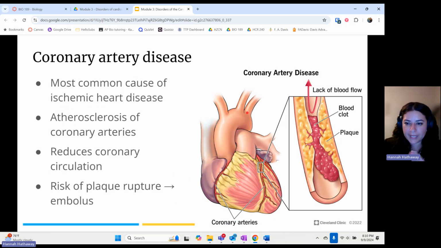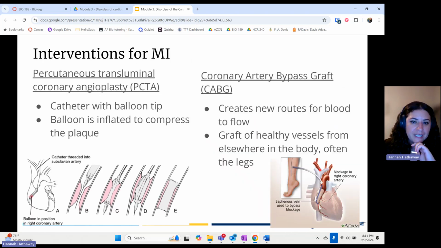Okay, so if you go back and look at this picture, there are essentially two ways to treat coronary artery disease when it's very severe. You can imagine, this is mostly fat. Fat is compressible, right? So we could just smoosh that stuff off to the side, and that would help open up the arteries. So that helps us understand some of the interventions for coronary artery disease.